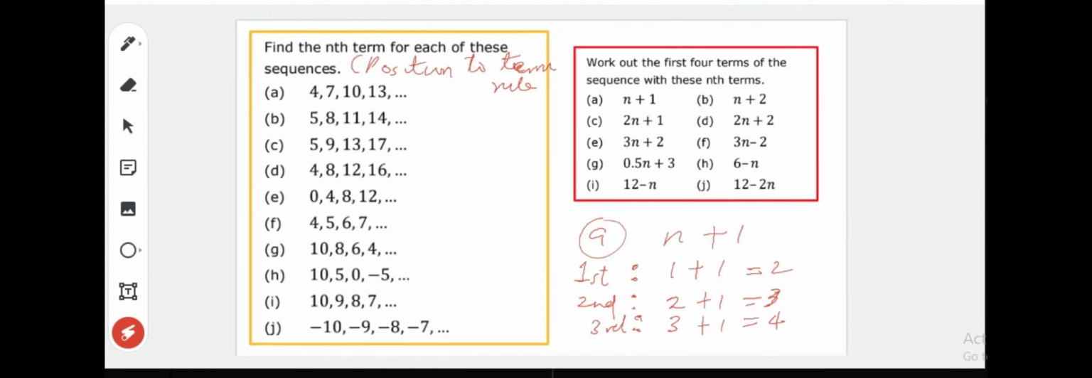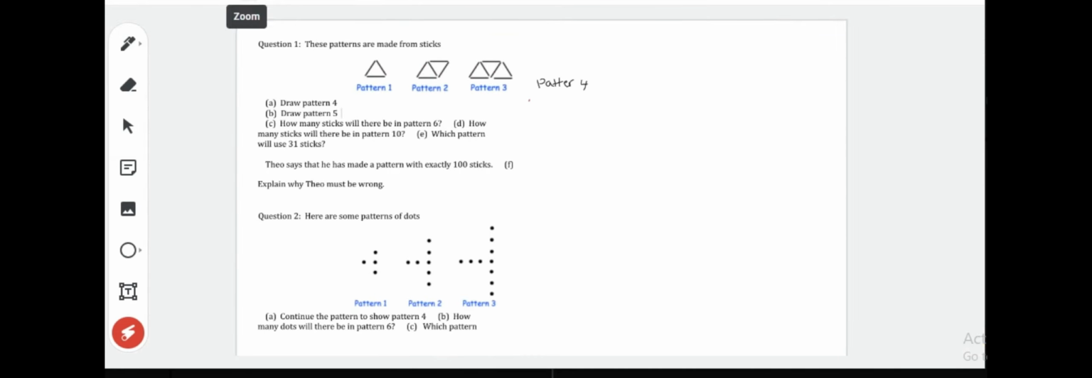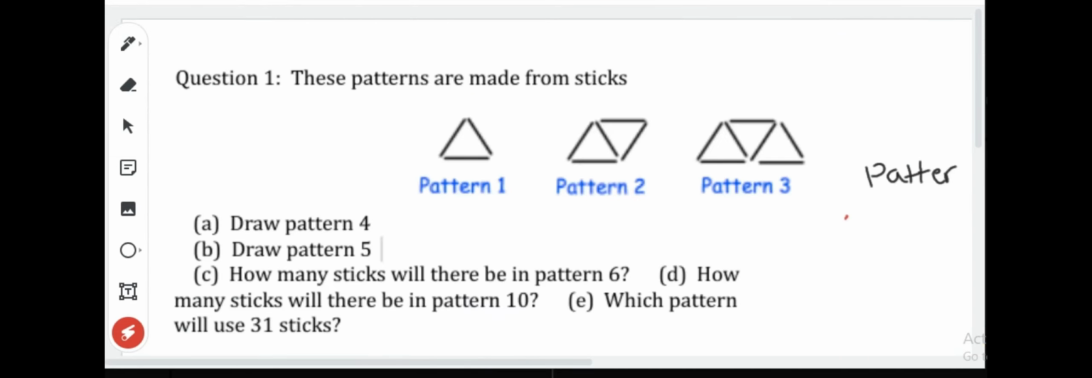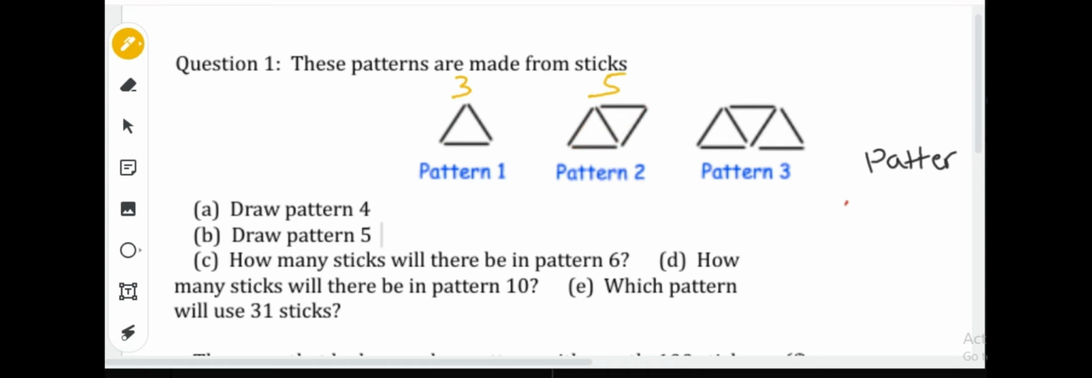Let's look at more questions like this. It says these patterns are made from sticks. Pattern 1, pattern 2, pattern 3. By the way, pattern 1 has 1, 2, 3 sticks. Pattern 2 has 1, 2, 3, 4, 5 sticks. Pattern 3 has 1, 2, 3, 4, 5, 6, 7 sticks.